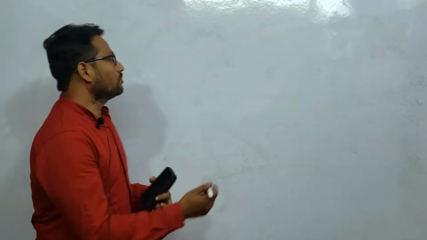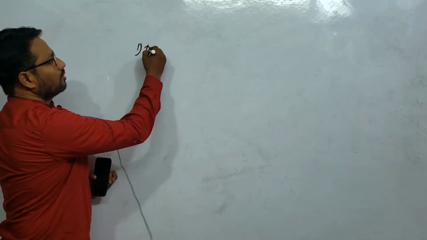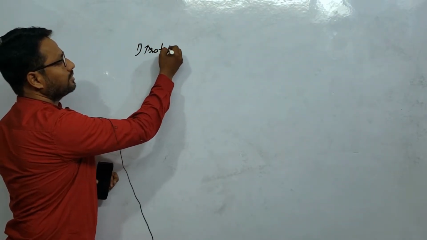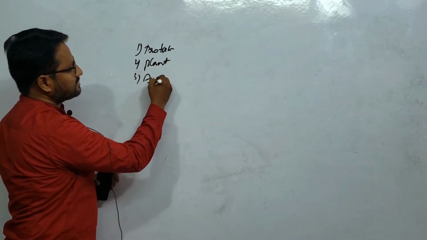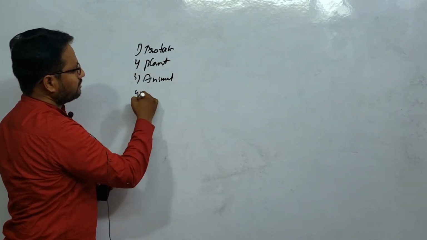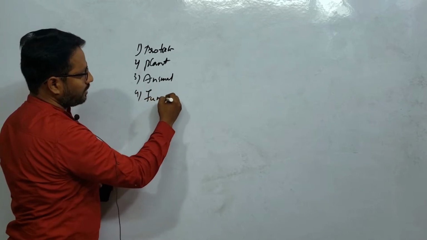What are eukaryotic cells? Eukaryotic cells include protists, plant cells, animal cells and fungi. As we know about prokaryotic cells and also the difference between the prokaryotic and eukaryotic cells.